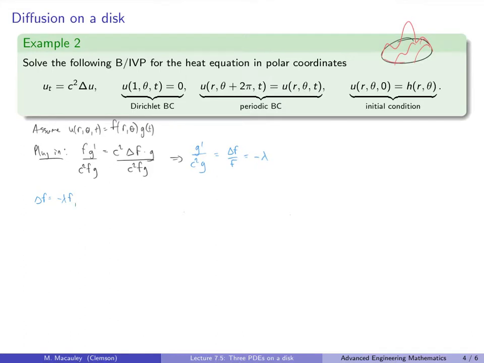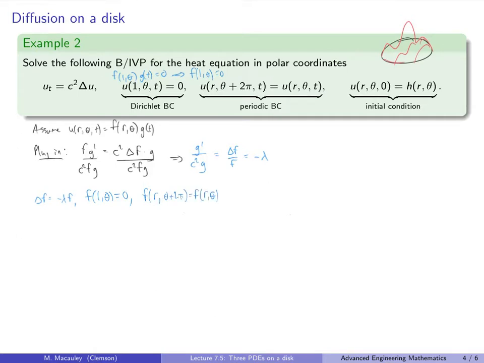And I should add the boundary condition. So this boundary condition here tells us that f of 1 theta times g of t equals 0. g of t is a function, f of 1 theta is a number or a function. But if it's 0, then this has to be a number and it has to be 0. So we get that f of 1 theta equals 0. And we get that f of r and theta plus 2 pi equals f of r theta.